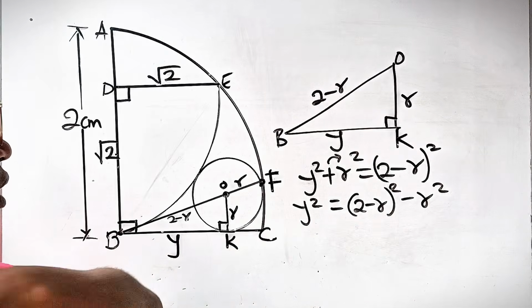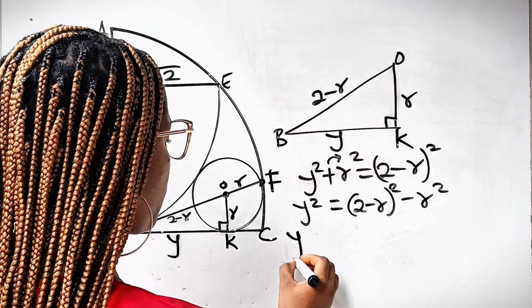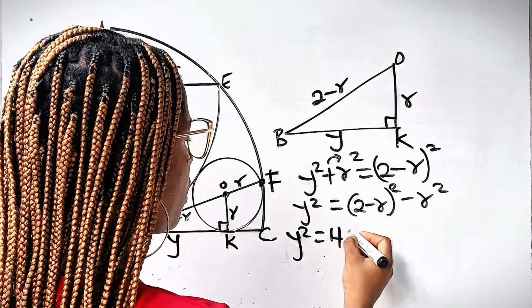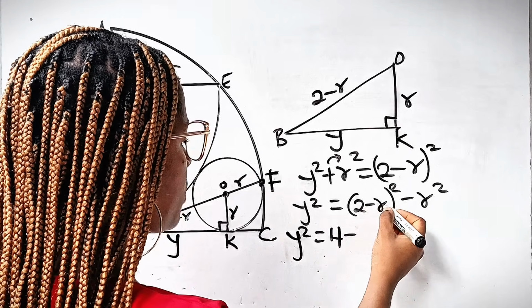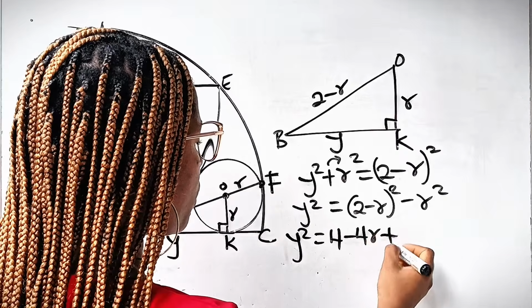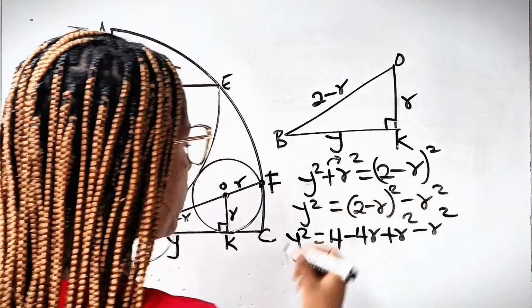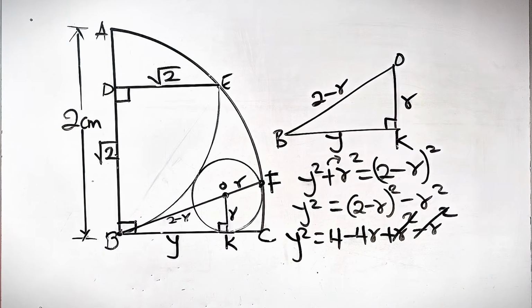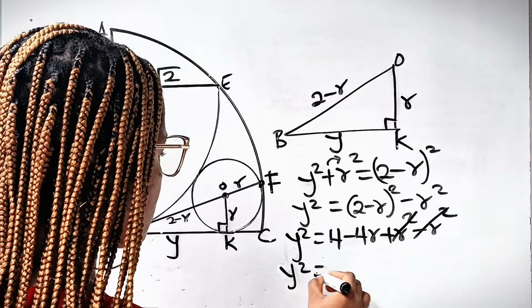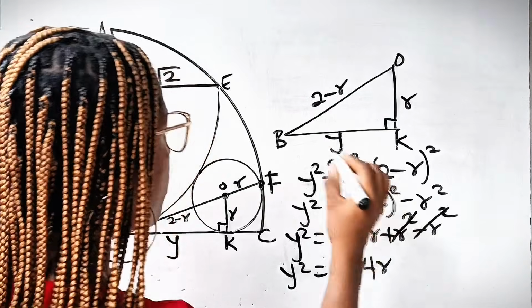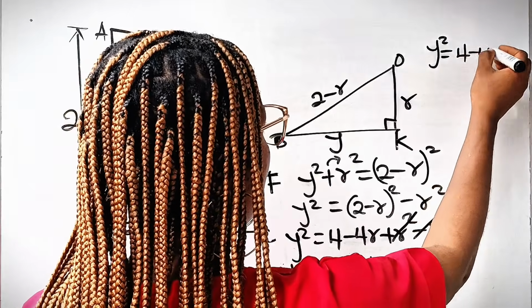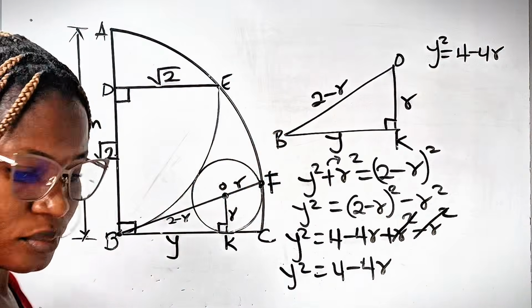Now, look at this. We have y squared is equal to, so this is going to be 2 squared, which is 4, minus 2 times 2 times r, which is 4r, plus r squared minus r squared. Now, plus r squared minus r squared is 0. So we now have y squared is equal to 4 minus 4r. Very important. So I'm going to write it. Y squared is equal to 4 minus 4r.